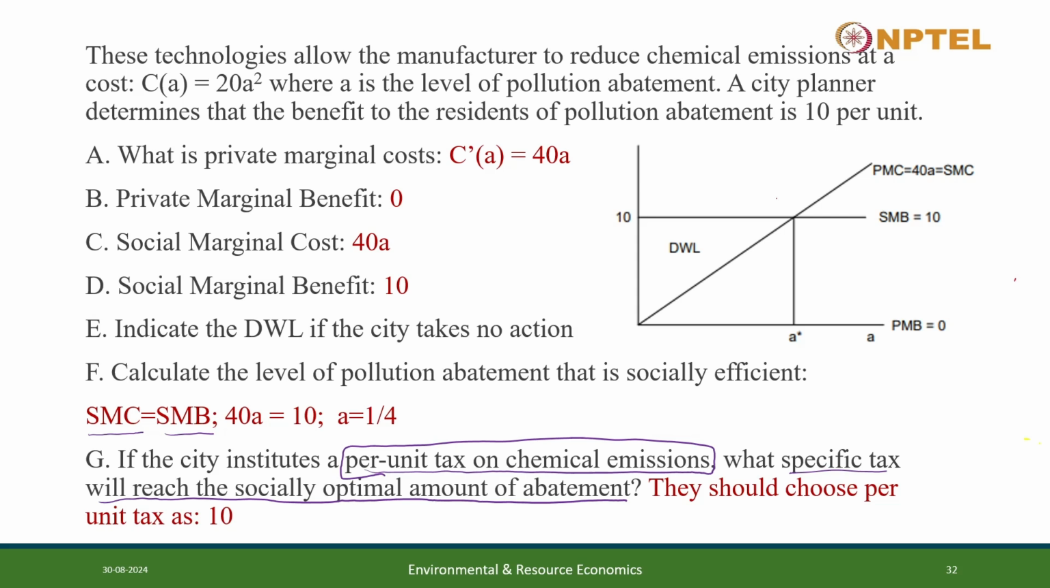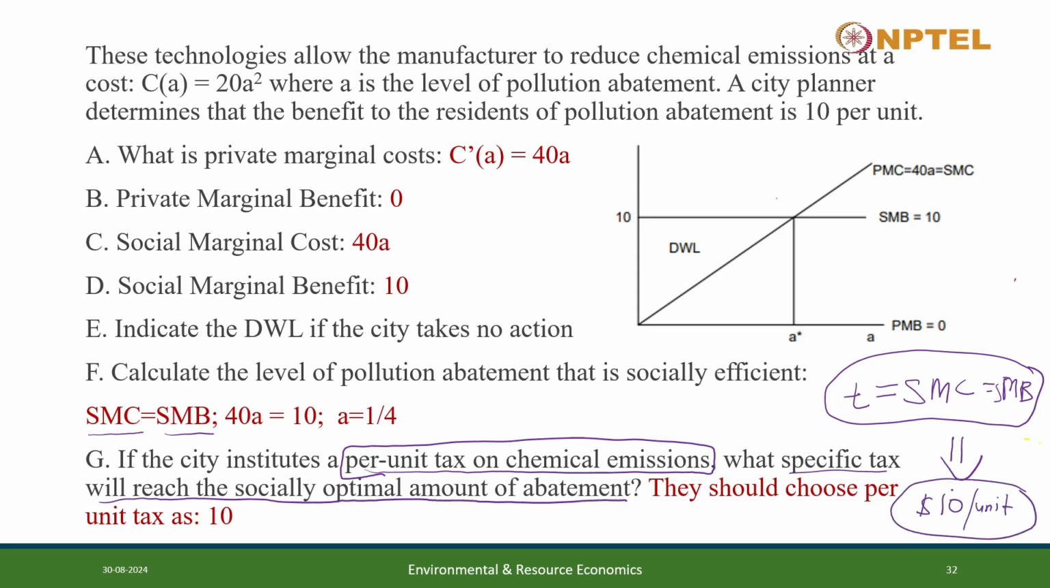So here we have already discussed that tax is equal to social marginal cost is equal to social marginal benefit, right? So the value of tax should be equal to $10 per unit of chemical pollutant. So they should choose a per unit tax of $10. Is it clear?